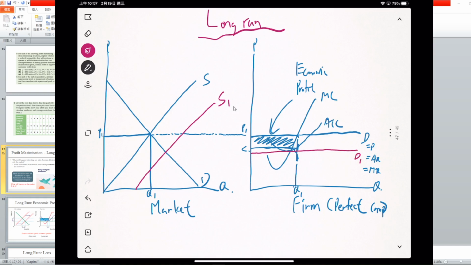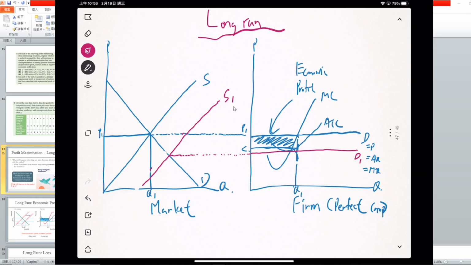You can see why I started from the firm diagram, because if I start from the firm diagram, it's easier for me to draw the market diagram. So now I know this point here is where I should draw the new supply curve, S1. Every time you are drawing perfect competition in the long run, go from the firm diagram, like a reverse, all the way back to the market diagram. That's how you get it.